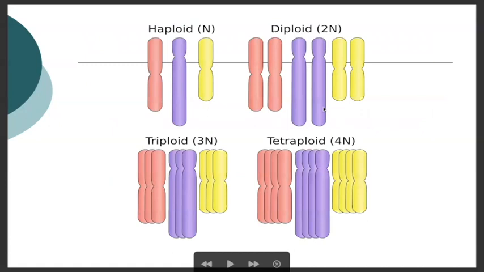This is a very good illustration of the ploidy. For haploid, you see here three types of chromosomes, A, B, C, or chromosomes 1, 2, 3. For haploid, you have only one set of chromosomes. For diploid, you have two sets. Chromosome A has two sets, chromosome B has two sets, and chromosome 3 has two sets. For triploid, you have three sets. For tetraploid, you have four sets.